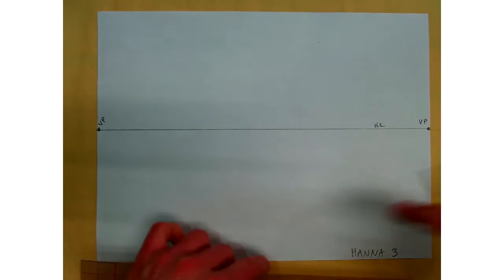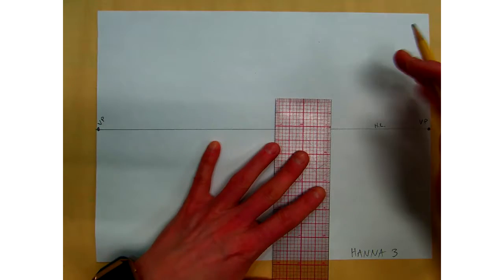Now, we're going to draw a box in three views: a worm's eye, bird's eye, and eye level view. So first we're going to do the eye level view.